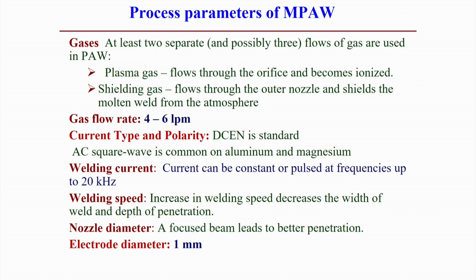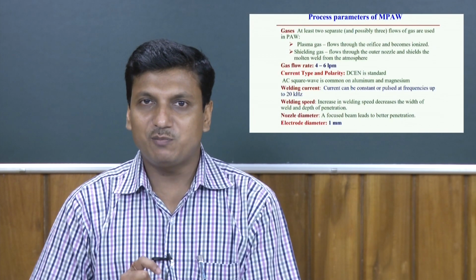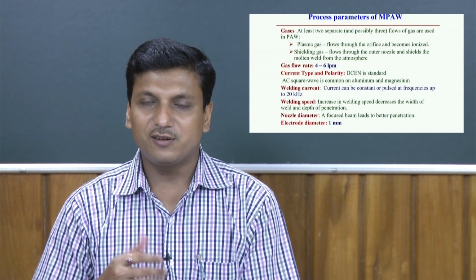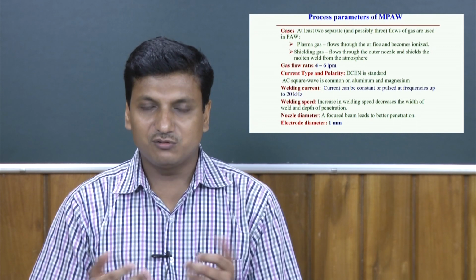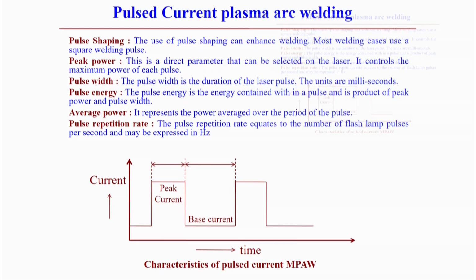The electrode diameter normally used is 1 millimeter, but definitely it depends upon the application, or maybe the sheet thickness, or what amount of penetration is required. Based on that, the electrode diameter can be chosen, but normally we use a 1 millimeter diameter electrode.